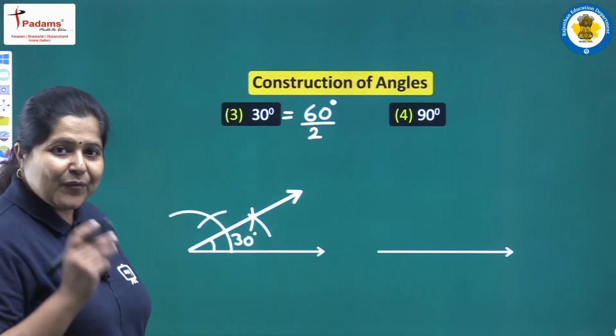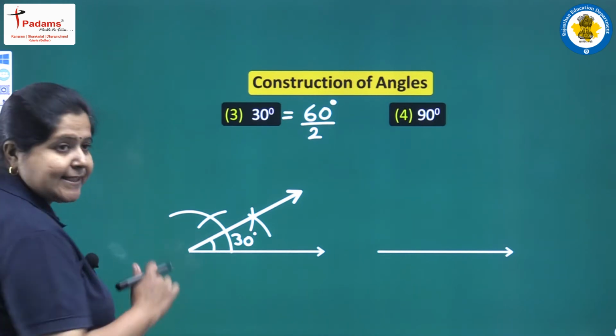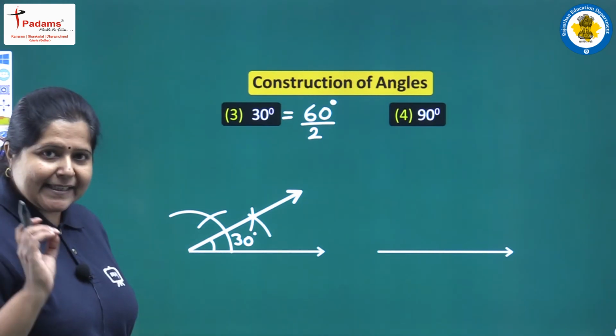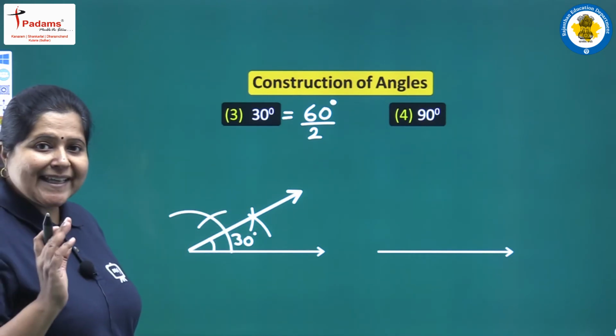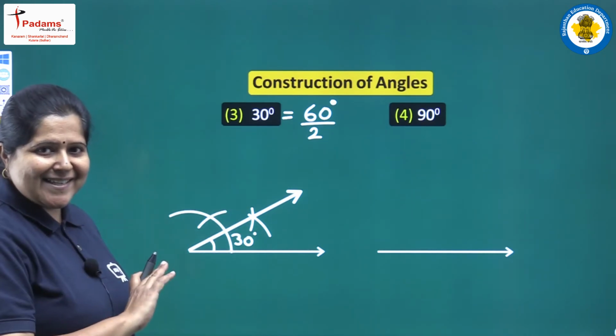Is it clear to you what we have done? First we constructed an angle of 60 degree and then we simply bisected it into 2 parts, getting an angle of 30 degree. Isn't it easy?